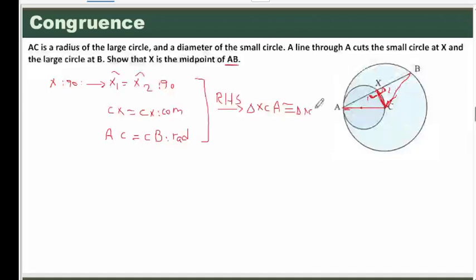When I prove two triangles are congruent, or identical, I can say all the corresponding angles and all the corresponding sides are equal. So I can say AX equals BX. So I prove X is the midpoint of AB. Midpoint of AB.